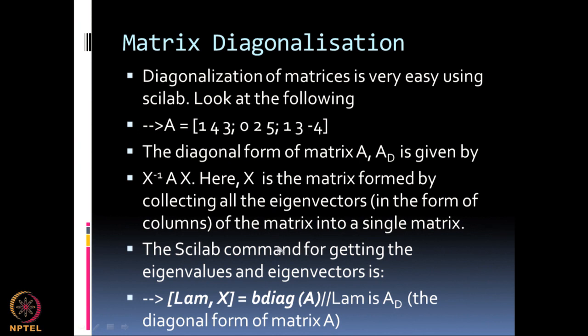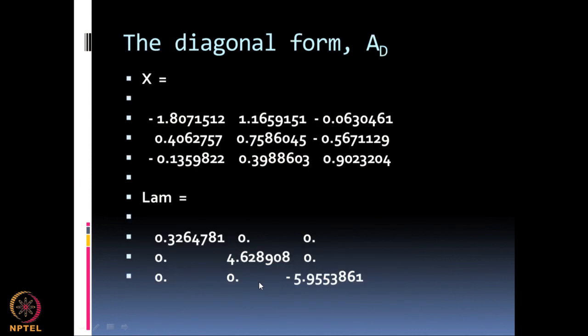So, the Scilab command for getting the eigenvalues and eigenvectors is, look at this command: square bracket lam comma X, bracket complete, equal to bdiag of A, slash slash. So, this is my command, lam comma X equal to bdiag A. Here lam is lambda D, lam is nothing but AD, that is the diagonal form of the matrix, and X is the matrix of eigenvectors. So, with this one straight command, I get the entire diagonalization process that is illustrated in the next slide.